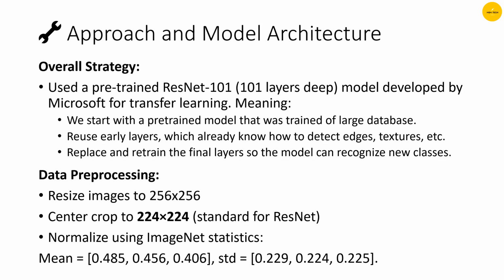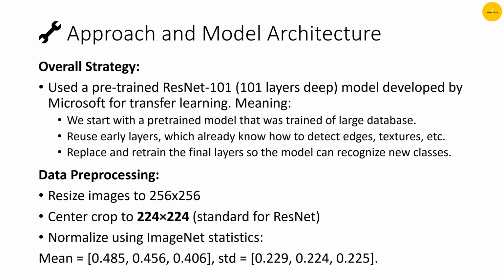We then replace and retrain only the final layer of the network. Moving on to data pre-processing, which is a critical step to prepare our images for the neural network. We perform a few standard operations. First, we resize all images to 256 by 256 pixels. Then we apply a center crop to 224 by 224 pixels. This specific size is standard for ResNet models, ensuring the input dimensions match what the pre-trained network expects.